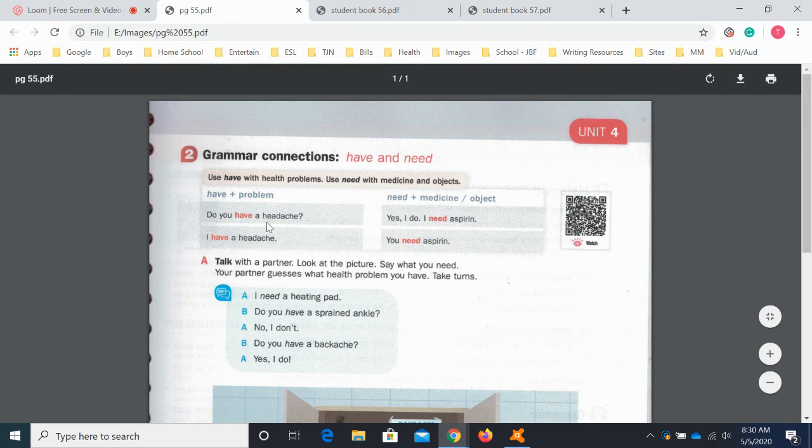Do you have a headache? Yes, I do. I need aspirin. I have a headache. You need aspirin. So you have plus your problem. Then you have need plus your medicine. Need aspirin.